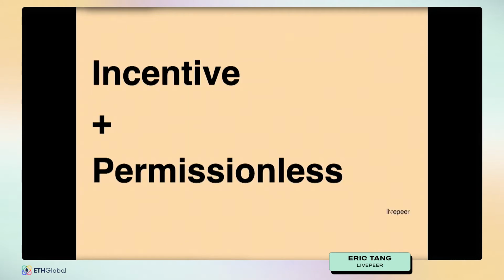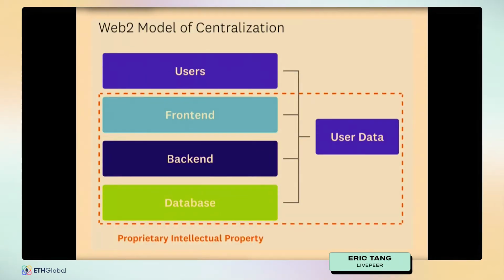Another interesting tool that we have now is incentive design and permissionless participation, right? So what does that really mean? Well, in the Web2 world, we have this technical architecture where we have the front end and the back end and the database all living in this centralized ecosystem, right? So the user data lives in that siloed environment, and these environments are proprietary intellectual properties that are developed by companies, owned by the companies and run by the companies, right?